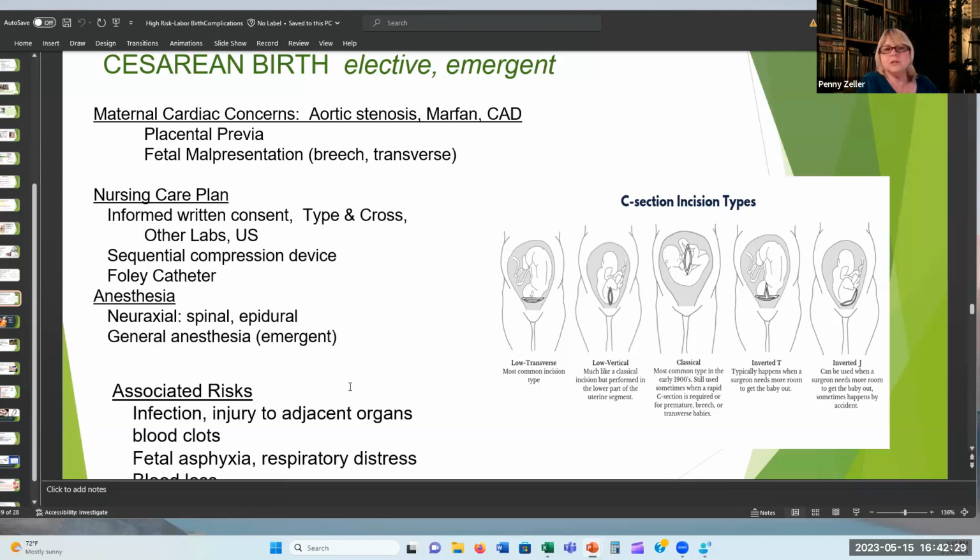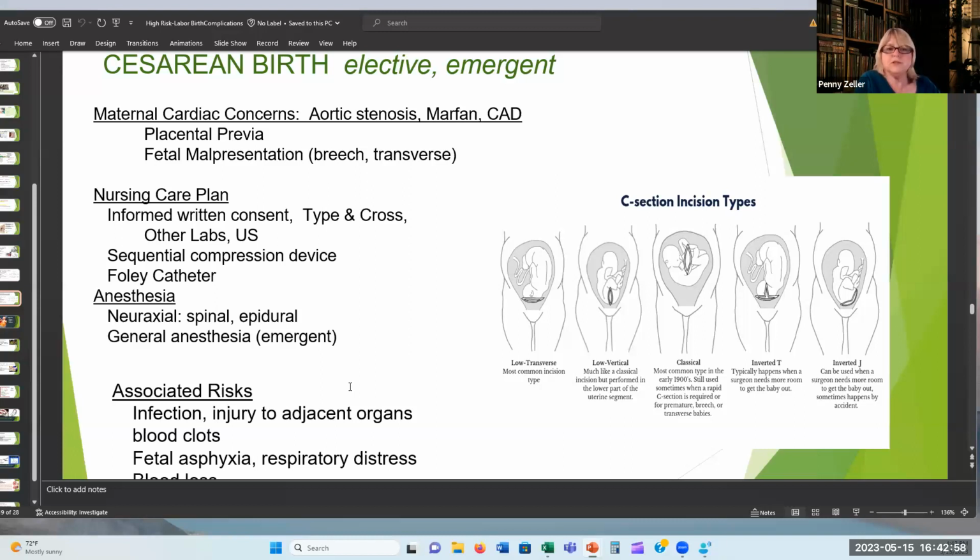So with a C-section or cesarean surgery, it is invasive, it's surgery. So we need consent. We need a consent for the surgery. We need a consent to give blood if we have to. We need to type and cross. We need a consent for anesthesia. We need to do some extra labs and apply the sequential devices and a Foley catheter.